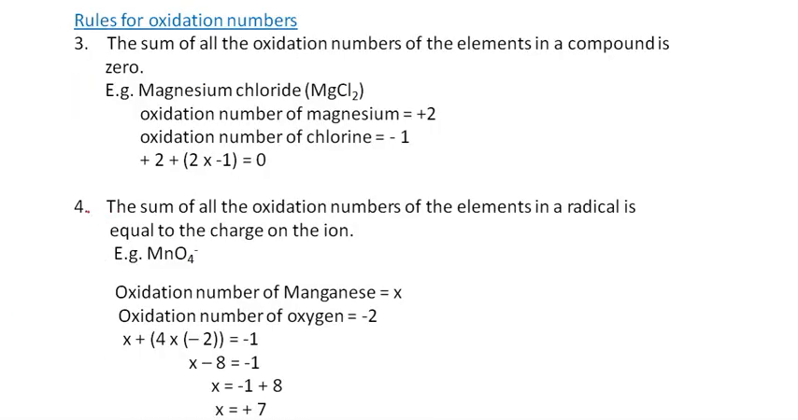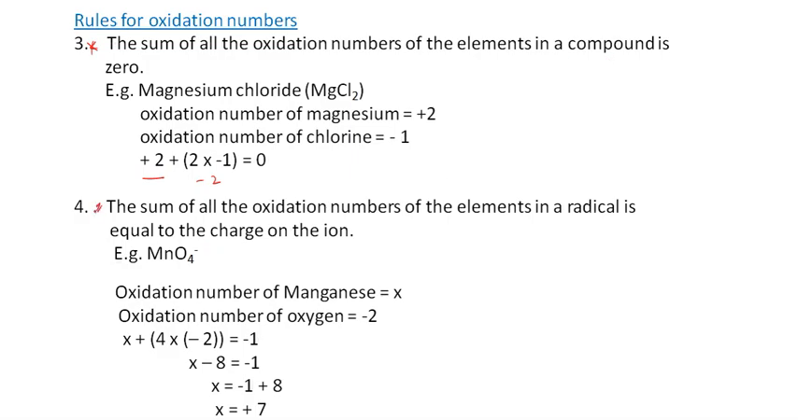Another rule is that the sum of all the oxidation numbers of elements in a compound is 0. In magnesium chloride, the oxidation number of magnesium is +2 and of chlorine is -1. Since we have 2 chlorine present, it'll be 2 multiplied by -1, which gives us -2. So +2 plus -2 equals 0. The sum of all the oxidation numbers of elements in a compound is 0.